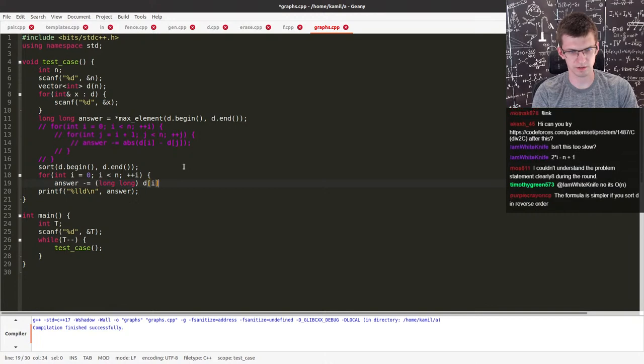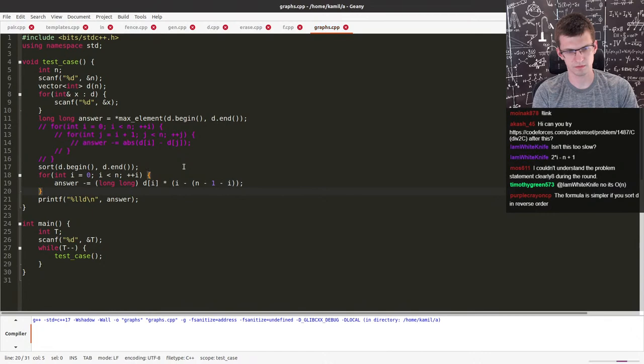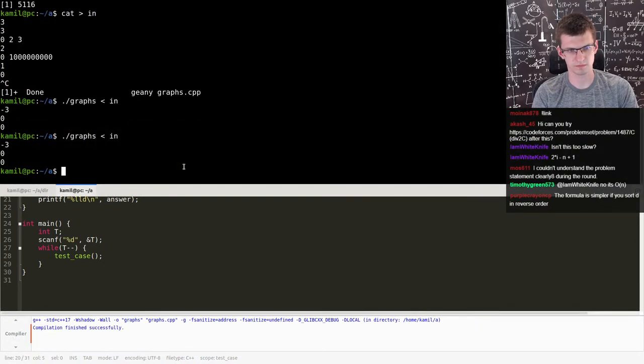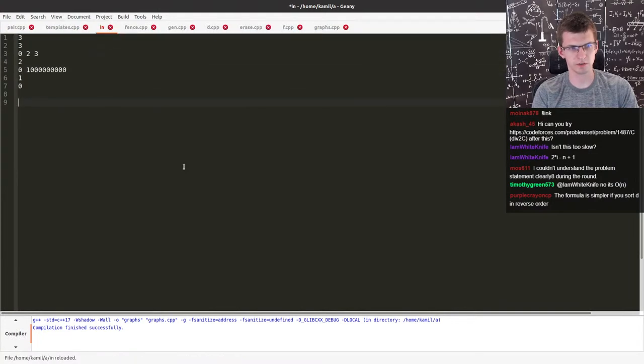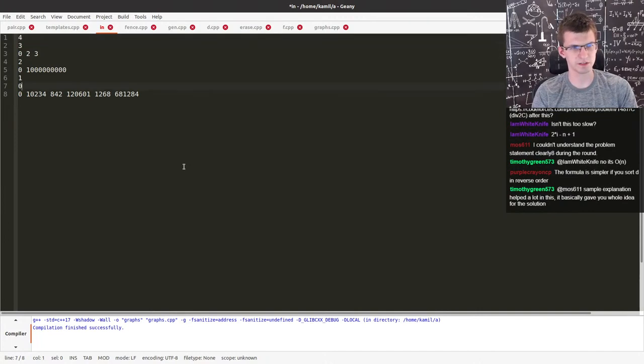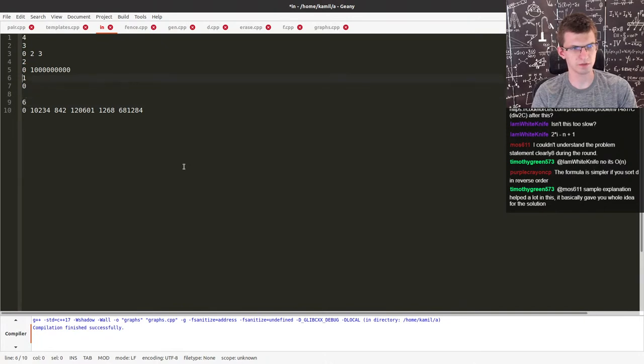Cast to long, di times this. And I want to try this for one more test where there will be big randomish values, so that for sure the formula works. And so there is this fourth test case. How many numbers did I put here? 6. Is there anything else in the input? No.